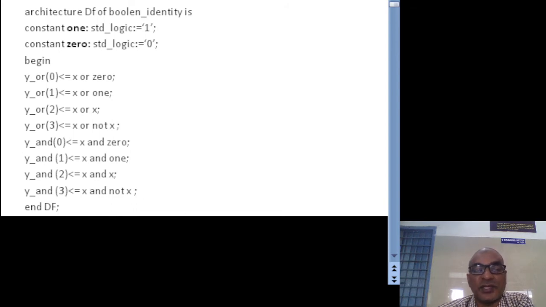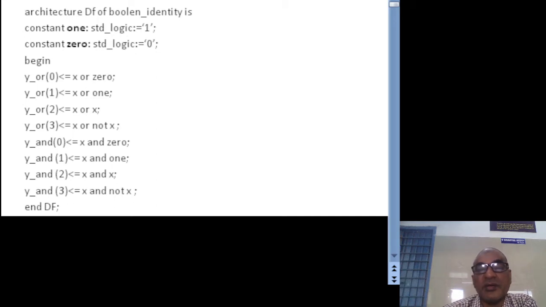Now, coming to our subject, digital system design through VHDL. Last class, we observed how to prepare a function for a given combinational circuit, and also we have seen Boolean identities and how to implement Boolean identities using a VHDL program. Also, we verified.